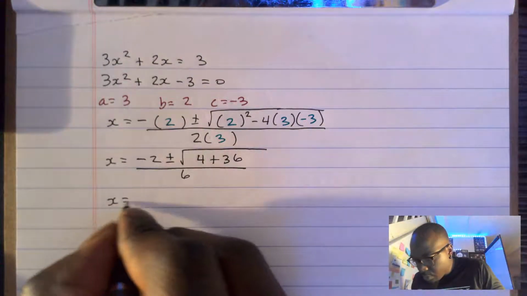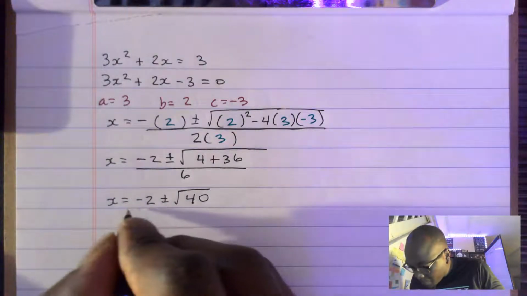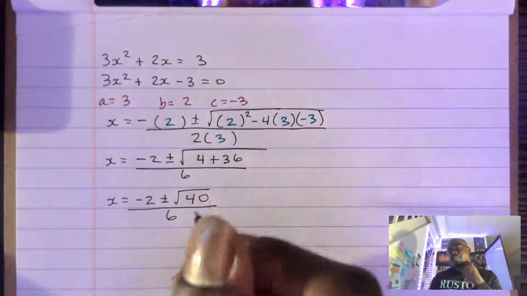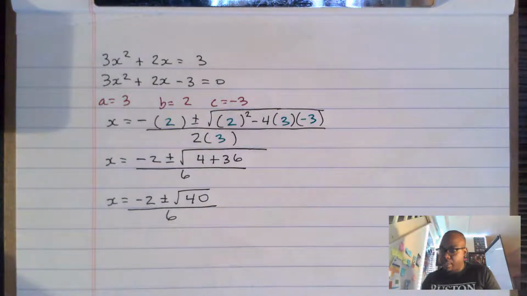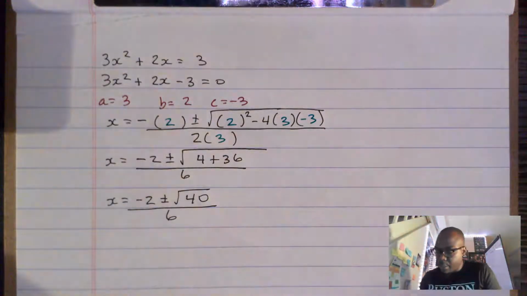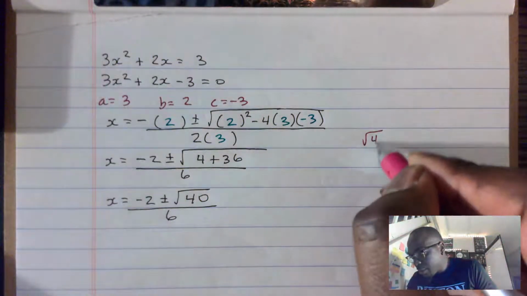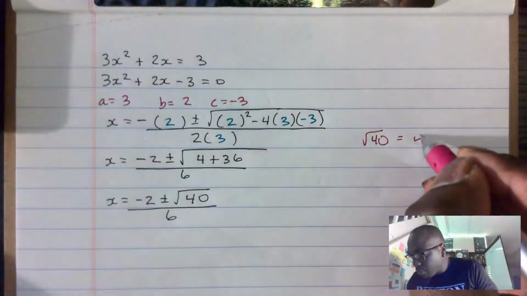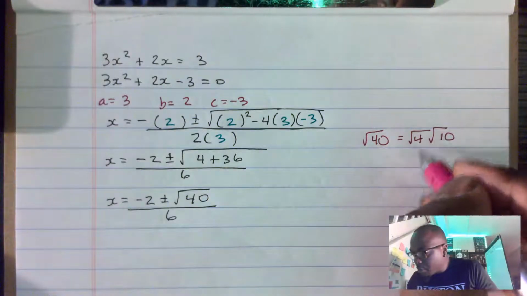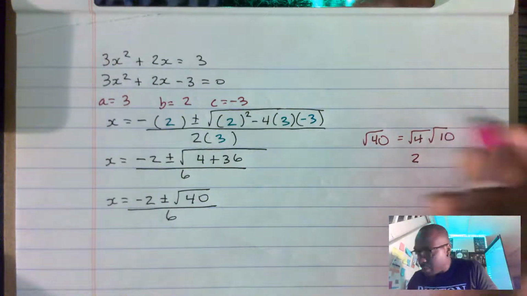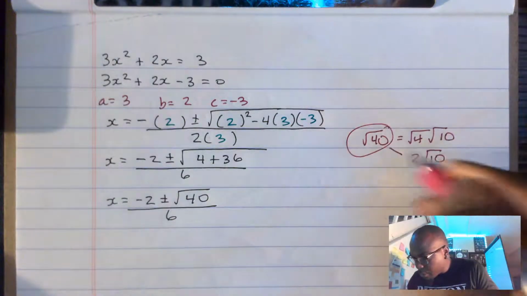x equals negative 2 plus or minus the square root of 40 over 6. So here, you realize that 40 is not a perfect square, but it can be simplified. As we learned earlier in the year, the radical of 40 equals the square root of 4 times the square root of 10. The square root of 4 is 2. 10 you cannot take the square root of, so it's going to be root 10.